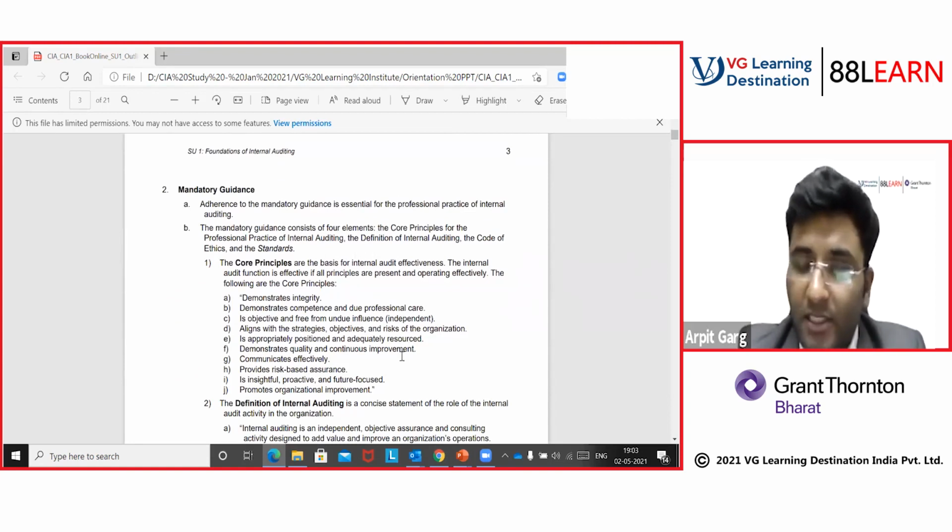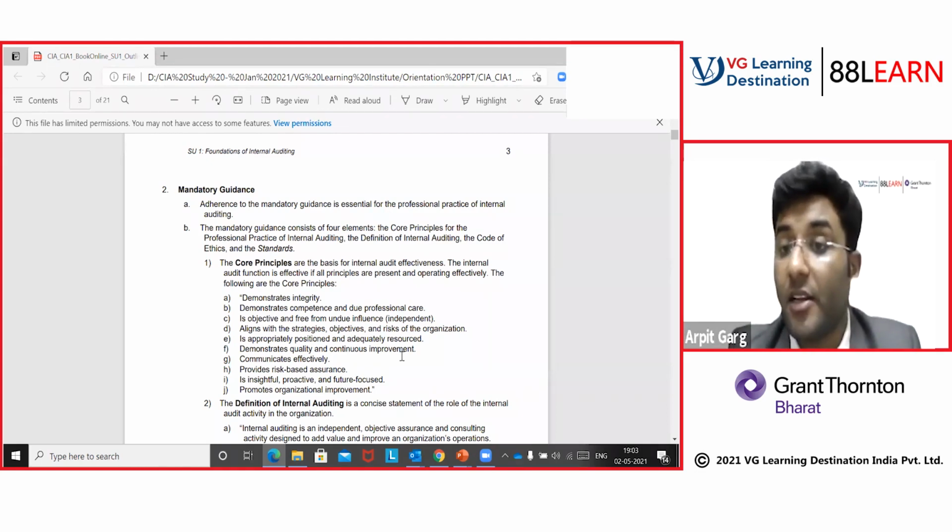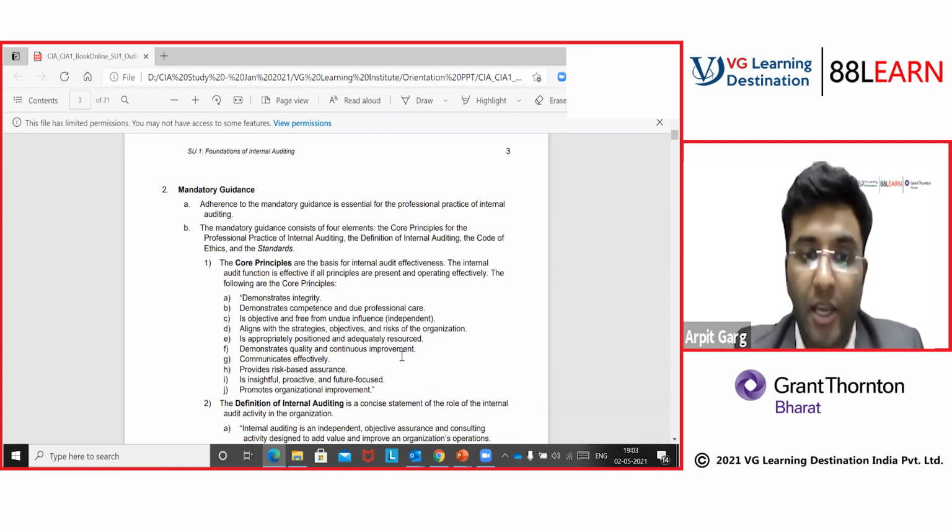Now we are starting with the first thing, which is mandatory guidance. Adherence to the mandatory guidance is essential for the professional practice of internal auditing. So we as internal auditors have to mandatorily adhere to the standards, the definition of internal auditing, the code of ethics, and the core principles defined under mandatory guidance. The mandatory guidance consists of four elements: the core principles for the professional practice of internal auditing, the definition of internal auditing, the code of ethics, and the standards.